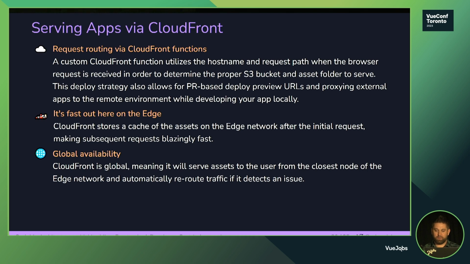And then global availability, right? CloudFront is global, so it'll serve access to the user from the closest node. So our UI is just considered global in general, right? Not like our APIs. And then it'll reroute traffic automatically if there's an issue. That also allows us to do rerouting for things like planned downtime or a status page or something like that if we need to.